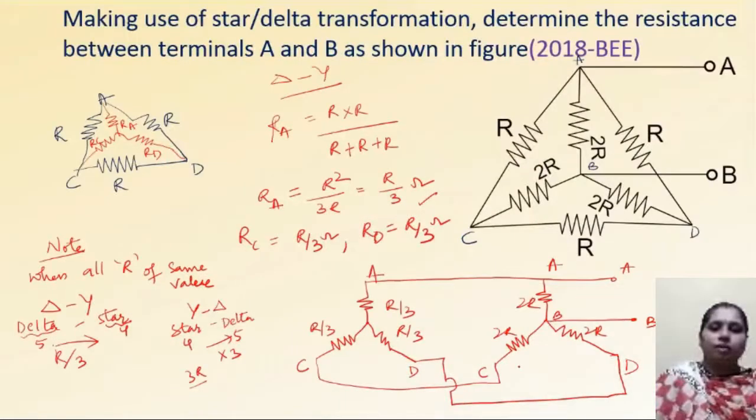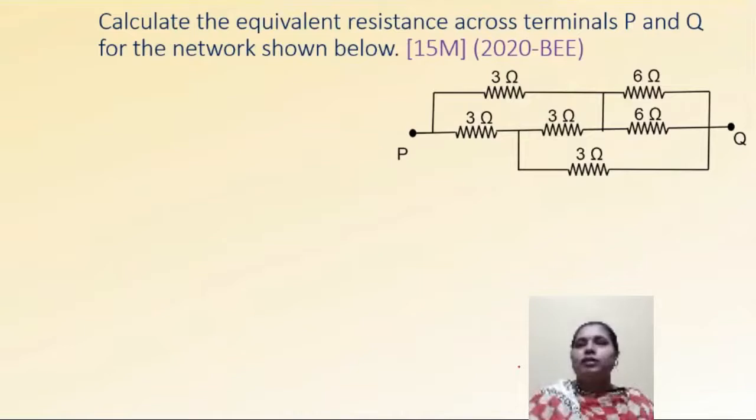star to delta combination. So first you need to identify which point you need to convert, either to star or to delta. So after conversion, you need to exactly place the points and you need to get the answer. Then only you will be getting the correct circuit in series parallel combination. Otherwise it will be difficult. Okay, so moving on to the next question.